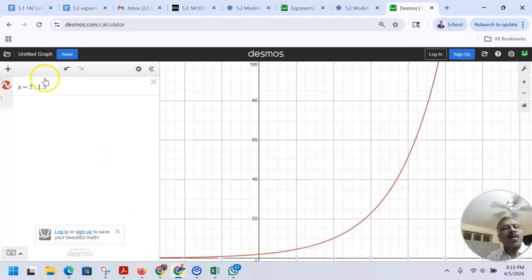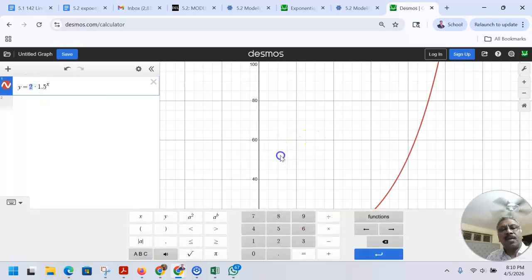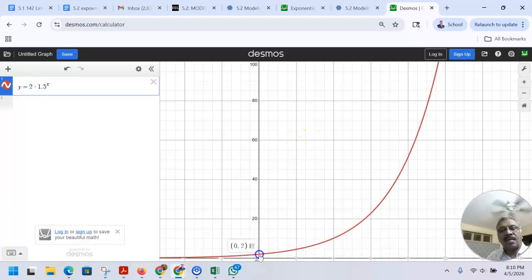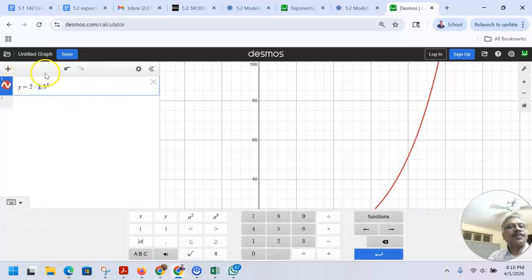Okay. So the point here: when x in the beginning it is 2, if I click here, you'll see it is 2, and then 1.5, see 1.5. So the exponential or growth factor is 1.5 here.